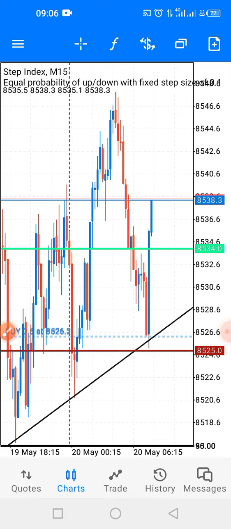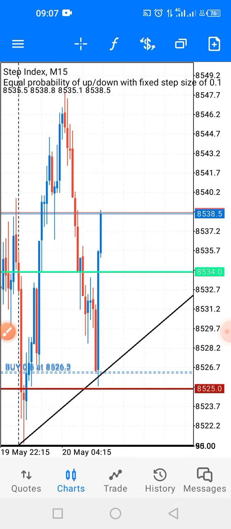Okay, so as you all know, step index is one of the volatile pairs in indexes. While trading step index, you just have to be aware of its move. It's a kind of equal probability of up and down with fixed step sizes. So it goes on up and down steps. It doesn't actually move in a straight forward movement.